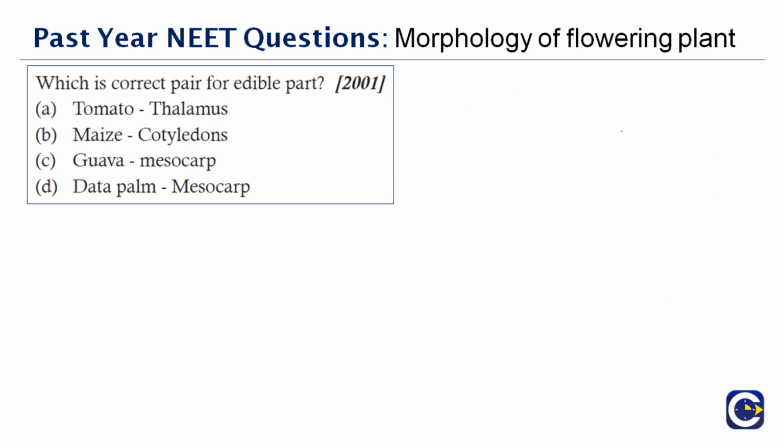Next we are moving on to the next question, which was asked in the year 2001. Which is the correct pair for edible part? Okay, we have to analyze here. Tomato, is it thalamus? No. Maize, cotyledons? No. Guava, mesocarp? No. Date palm, you have mesocarp. In guava, the mesocarp and endocarp are not the edible part. So in guava, the endocarp is actually the edible part.